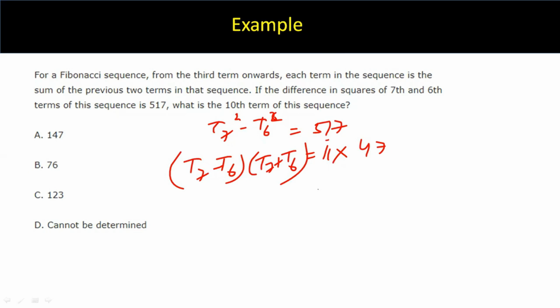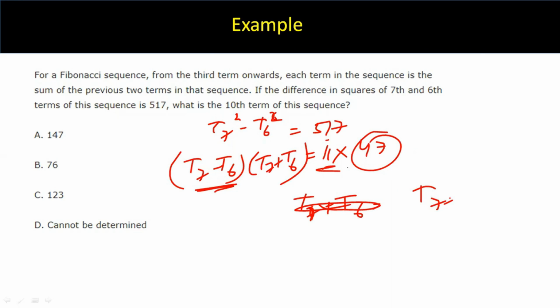So you know कि 47 बड़ा है. So T7 plus T6 has to be 47 and T7 minus T6 has to be 11. So T7 क्या हो गया? Sum and add, divide by 2. 47 plus 11, 58 by 2 is nothing but 29. And T6 कितना हो गया? 47 minus 11 is 36 by 2, 18.